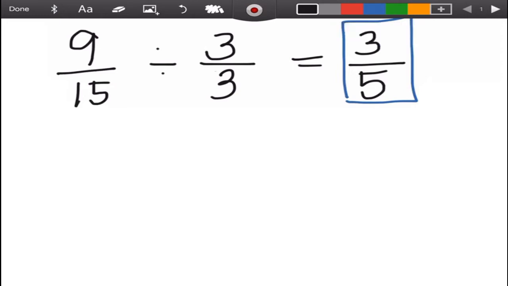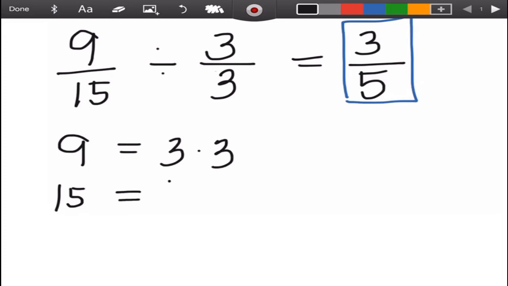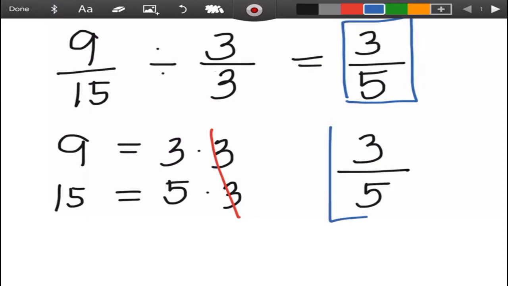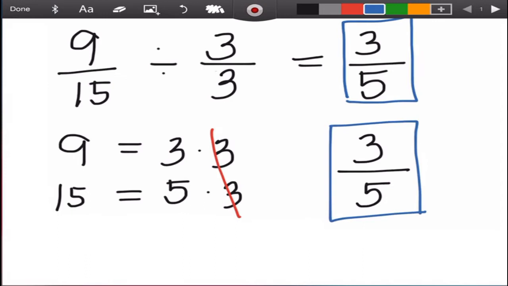Or we can prime factor 9 and 15. The prime factors of 9 are 3 times 3. The prime factors of 15 are 5 times 3. And then we will cancel out the common factor, which is 3. 3 divided by 3 is 1. And then the remaining factors are 3 over 5. So either way, we will arrive at the same answer.